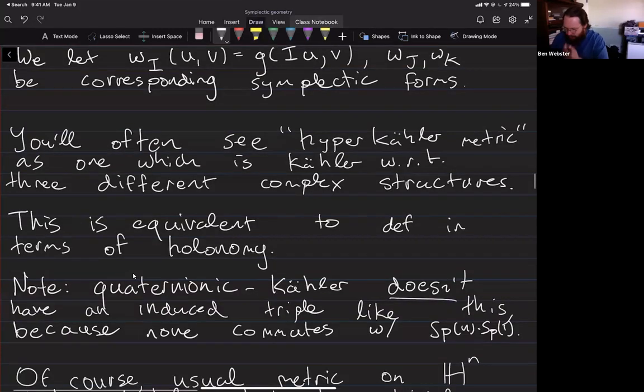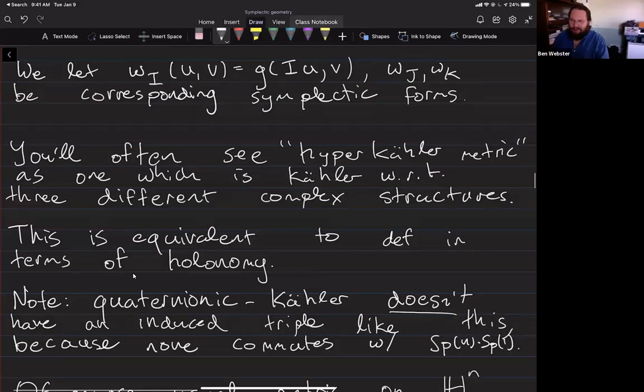So those guys are weirder. Like I said, it was also into the 80s before anyone had constructed interesting examples of these. They're pretty mysterious, and I think we still have pretty limited examples.